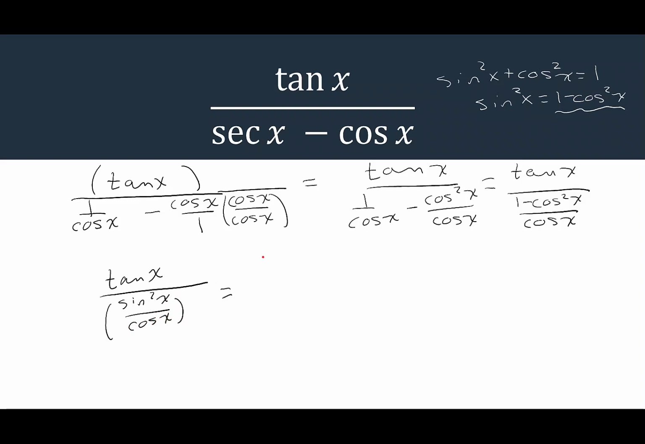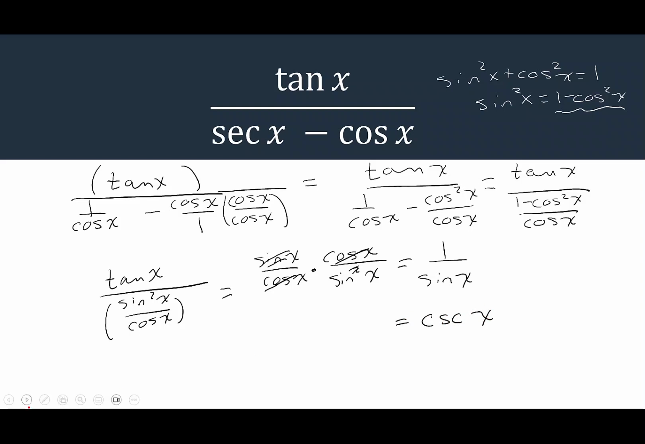Let's rewrite tangent as sine of x over cosine of x, and let's multiply by the reciprocal of the denominator, which is cosine of x over sine squared. The cosine x cancels. One of the sines cancels with one of the sines in the denominator. My numerator is now 1. My denominator is sine x. 1 over sine x would be cosecant x.